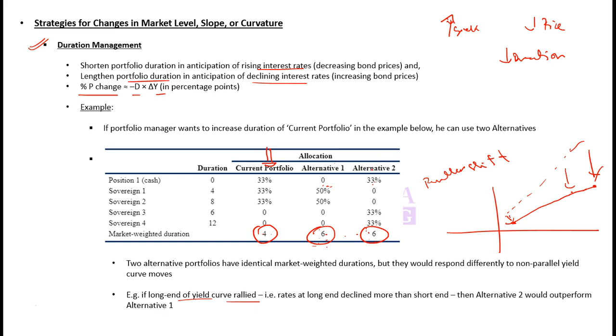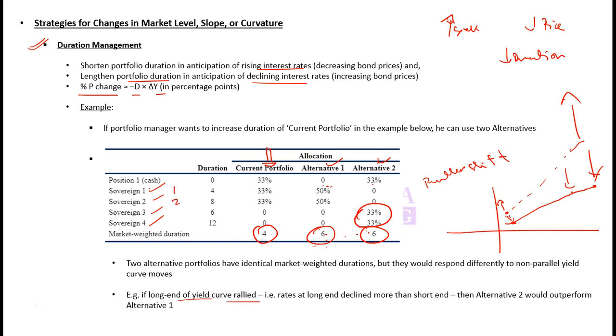So within these, that is alternative 2 and alternative 1, here the decline in rate is higher. So if the decline in rate is higher, that means the increase in price here would be higher, and the increase in price at the short term would be lower. So from these two portfolios, the portfolio that has more allocation towards long term bonds would outperform the portfolio that has allocation towards short term bonds. So assuming that this has the least maturity, this has higher, this has the highest maturity, assuming that alternative 2 is more exposed towards the longer end.